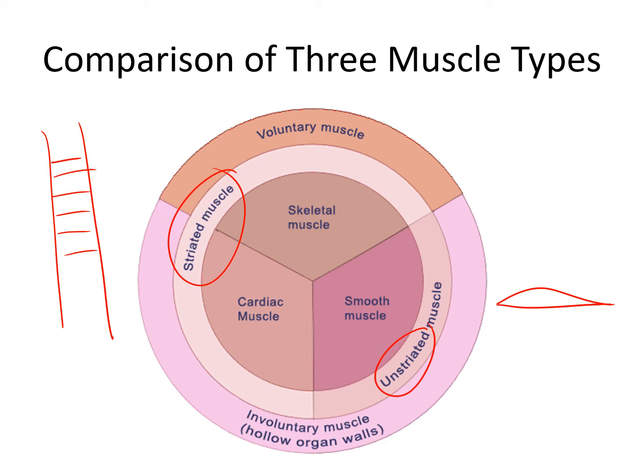We also have 2 types of muscle tissue that are involuntary. That means that they do not need conscious control to make them contract. That includes our cardiac muscle tissue and our smooth muscle tissue. The only type of tissue that's voluntarily controlled is skeletal muscle tissue, so that aspect makes it unique.